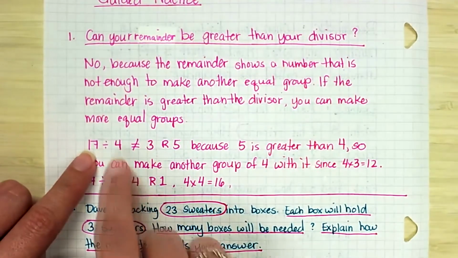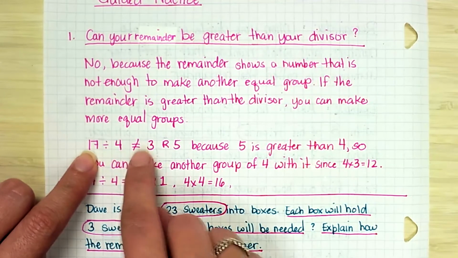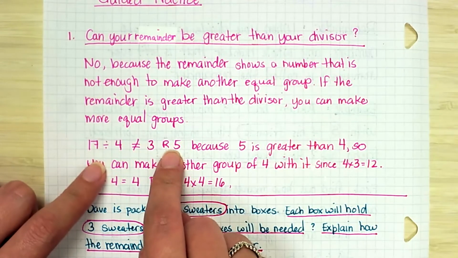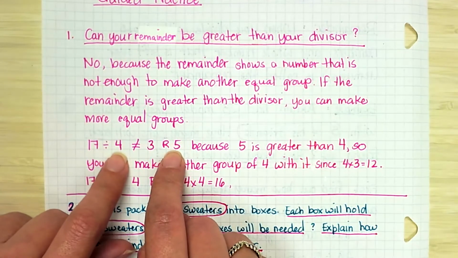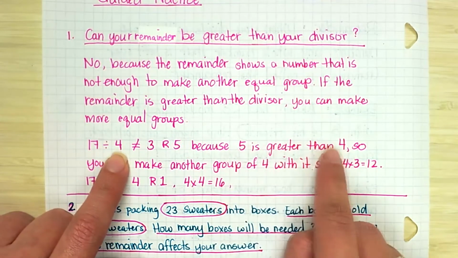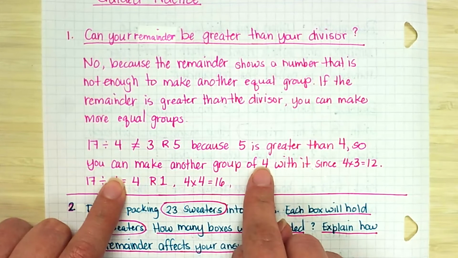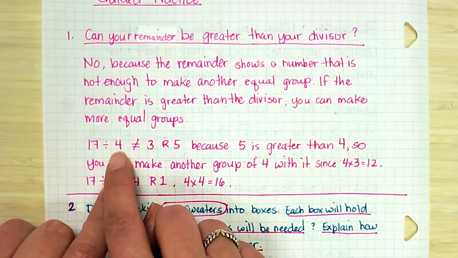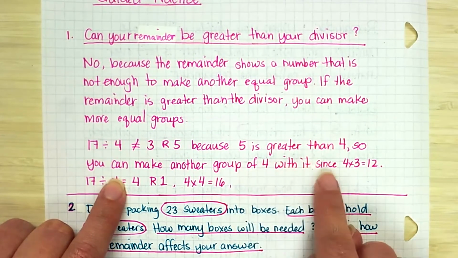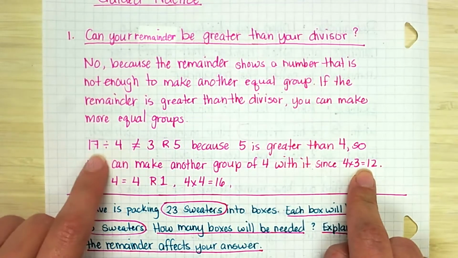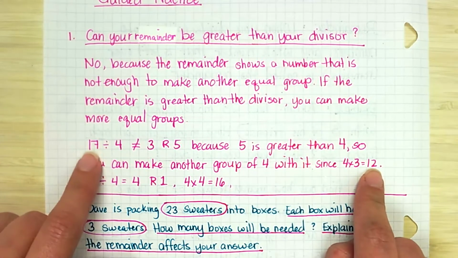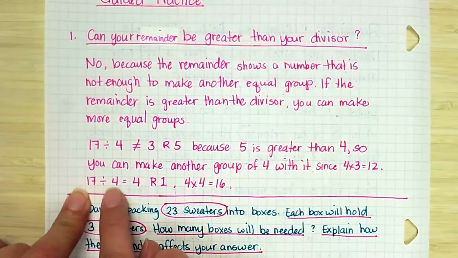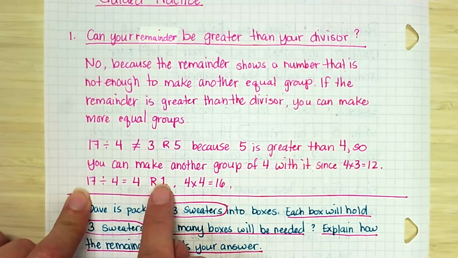Now, an example that I gave you here, I said 17 divided by 4 is not equal to 3 remainder 5. This is an inequality because 5 is greater than my divisor over here. Since 5 is greater than the 4, that means I can make another group of 4. There's more than a group of 4 right here. And since I'm breaking it into groups of 4, I can make another group of 4. Since 4 times 3 is 12, we still have a little ways to go. We can still add another group of 4 and still be less than 17, because 4 times 4 is 16. So 17 divided by 4 is going to give me an answer of 4 with 1 left over.